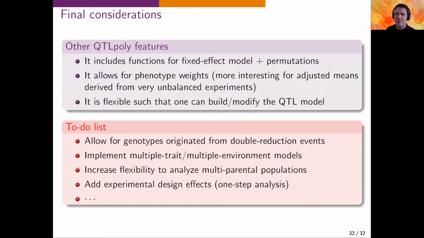Of course, one should be careful when you use these functions. It's part of our to-do list, the idea of allowing genotypes from double reduction events, fitting multivariate models in multiparental populations, and also adding experimental effects for one-step analysis. So far, we actually expect that the phenotype data that we use in QTLpoly is analyzed prior to entering the QTLpoly pipeline, right? So you basically obtain your adjusted means or BLUEs before you enter this pipeline.